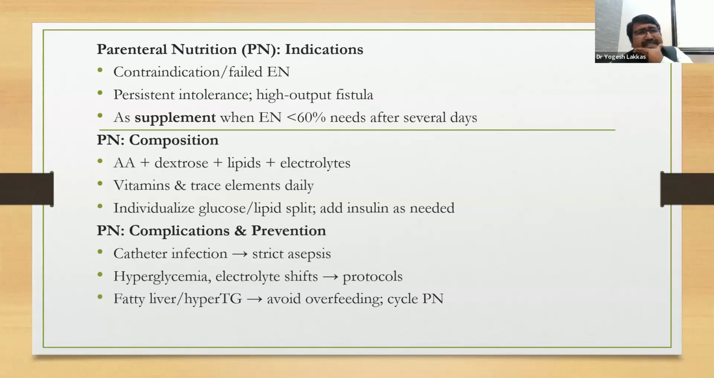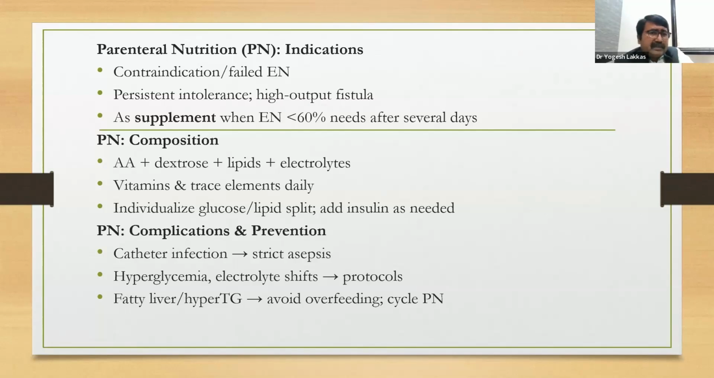Then parenteral nutrition indications. We have seen that whenever there is a contraindication for the enteral nutrition or failed enteral nutrition, like intolerance of the enteral nutrition, then you go for the parenteral nutrition. Persistent intolerance, the high output fistula, as a supplement when enteral nutrition is less than 60% of the needs after several days, that can be a supplemental form.